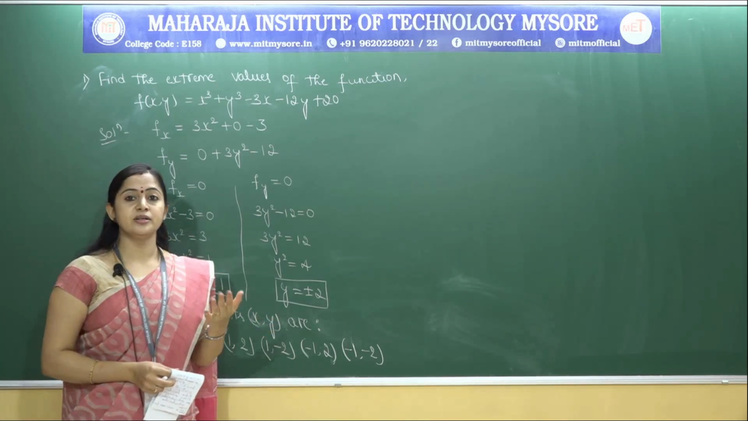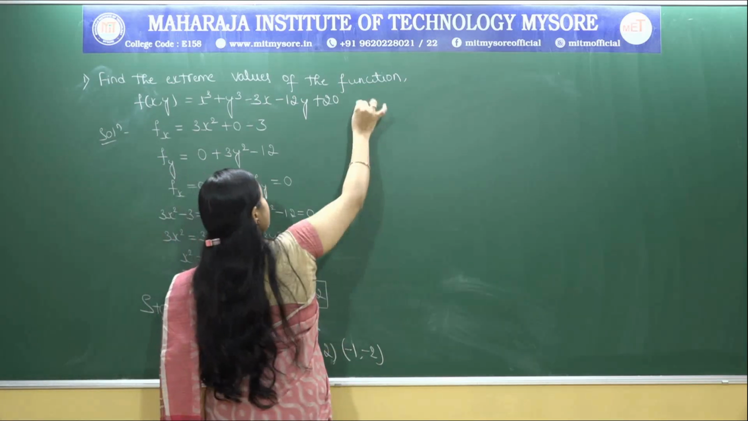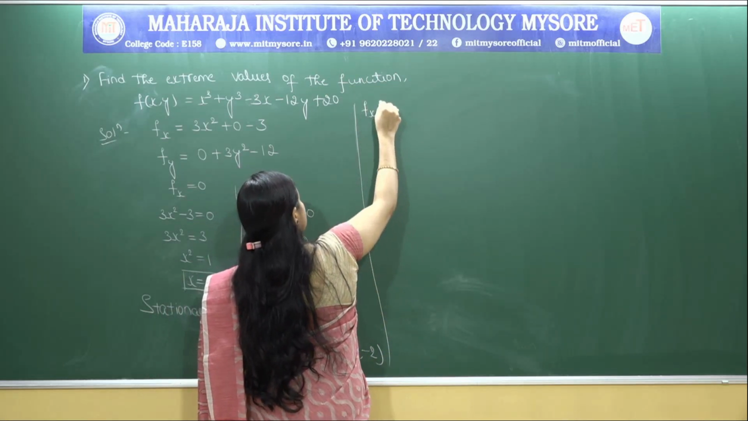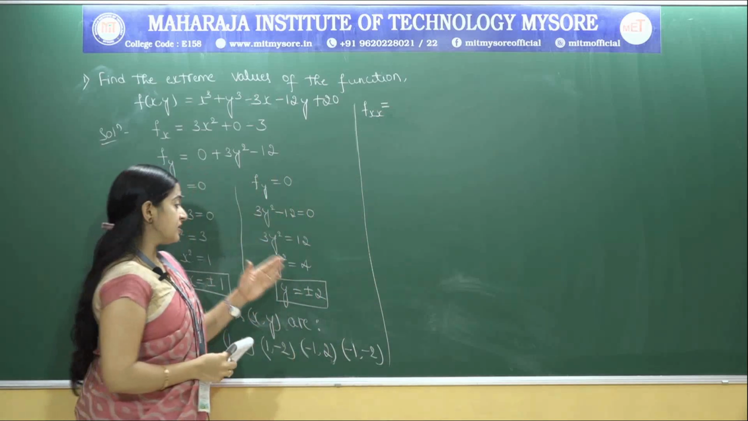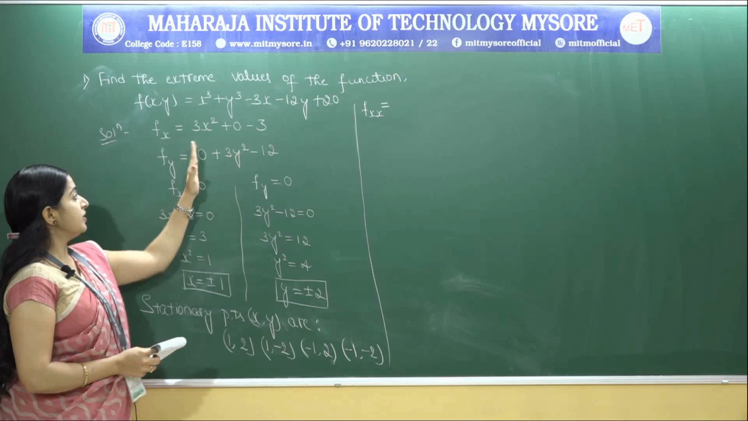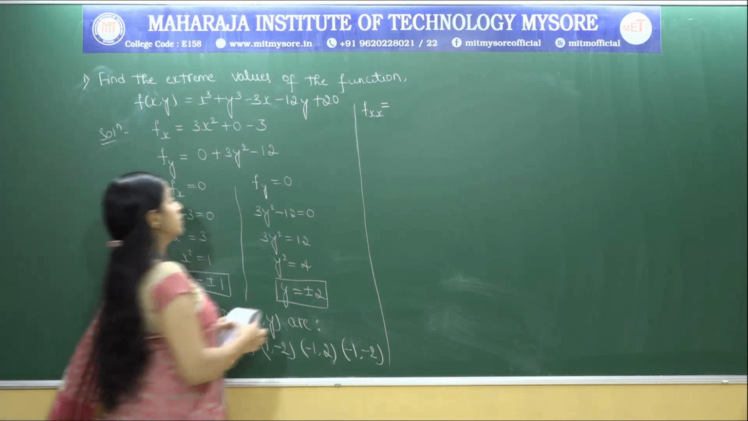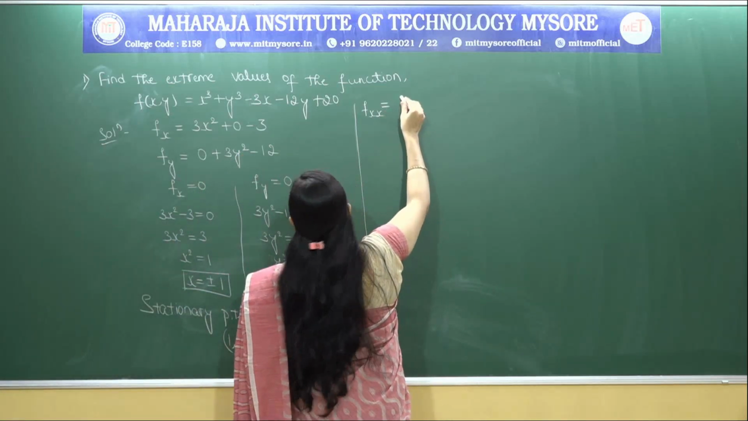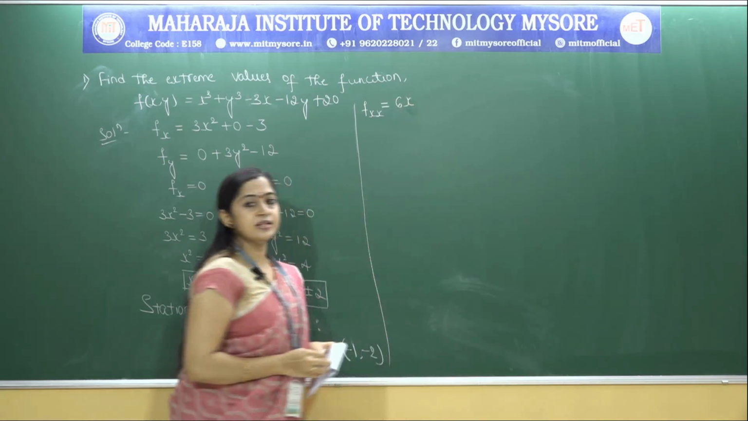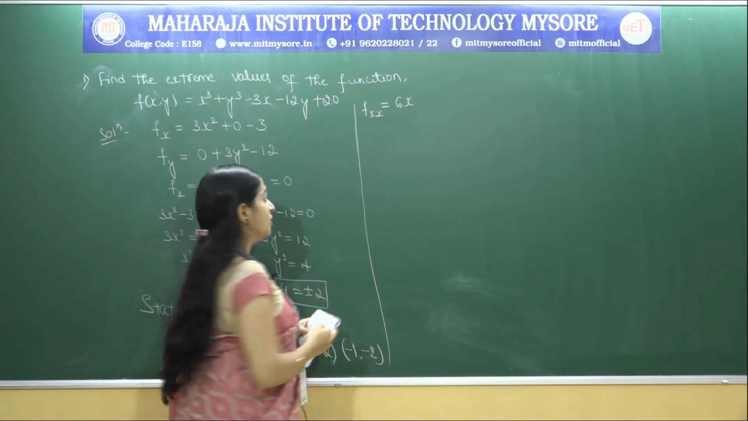Next, find the second order derivatives for the given function f(x, y). For fxx, you have to differentiate fx with respect to x again. For fyy, you have to differentiate fy with respect to y again. For fxy, the first differentiation fxx: x² differentiation is 2x, multiplication of 3, you will get 6x, and minus 3, the constant differentiation is 0.